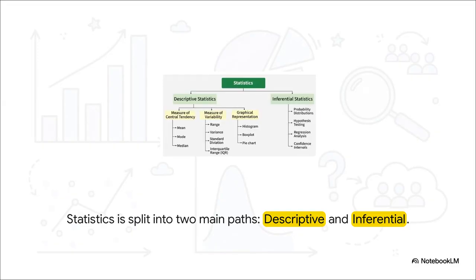To help us on this adventure, Statistics gives us two incredibly powerful toolkits. First, you've got Descriptive Statistics, which is all about understanding the data you can see right in front of you. And second, there's Inferential Statistics, which helps us make predictions about the data we can't see. Think of these as the two must-have gadgets for any data explorer.